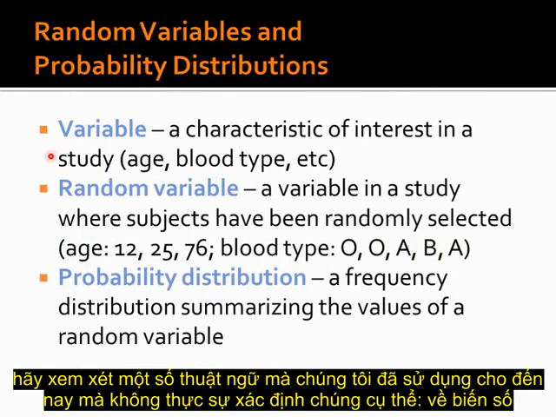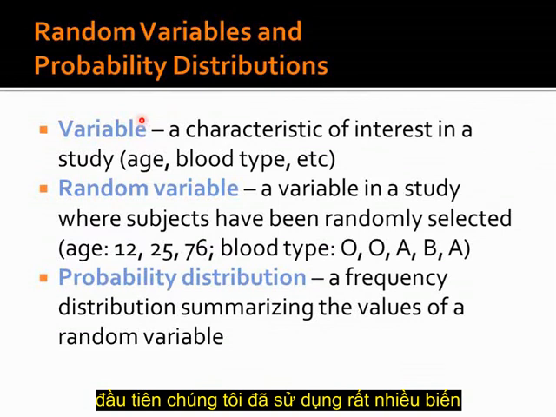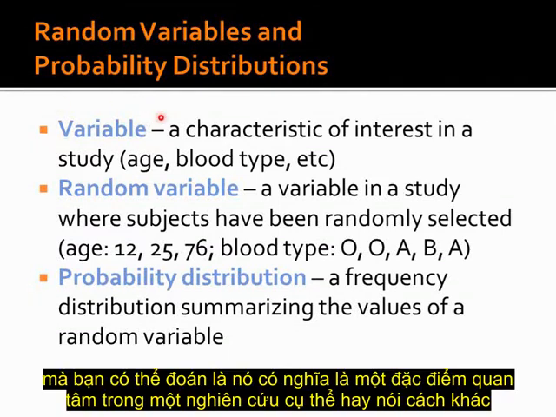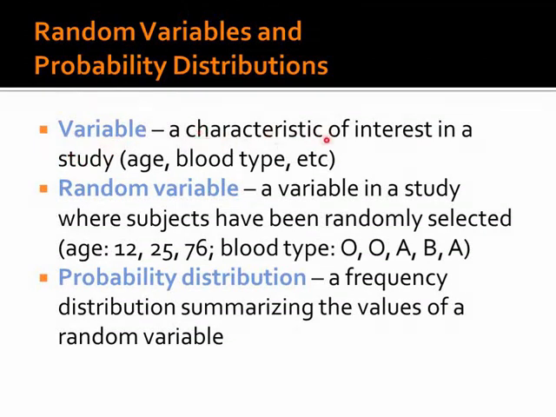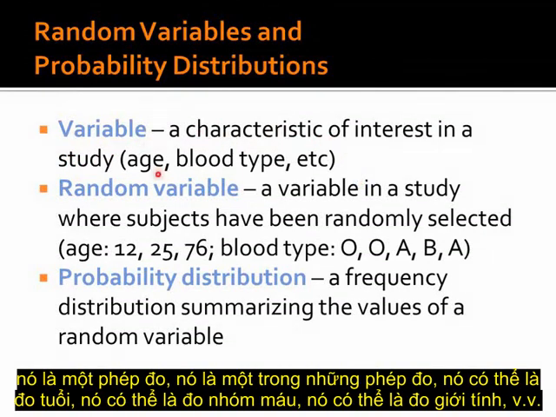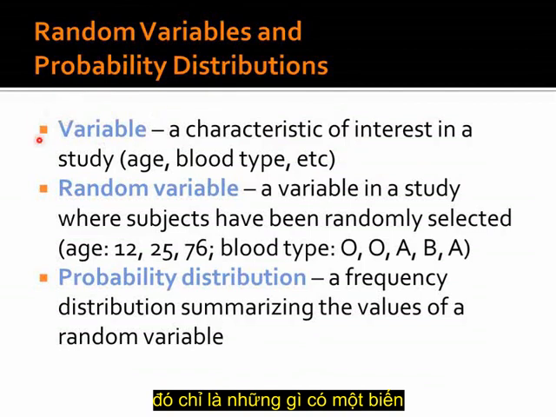Let's look at some terms which we've been using up to now without actually defining them specifically. The first one is variable. We've been using that a lot. Now, variable, as you can probably guess, just means a characteristic of interest in a particular study, or in other words, it's a measurement. It's one of the measurements. It could be the age measurement, it could be the blood type measurement, it could be the gender measurement, etc. That's just what a variable is.